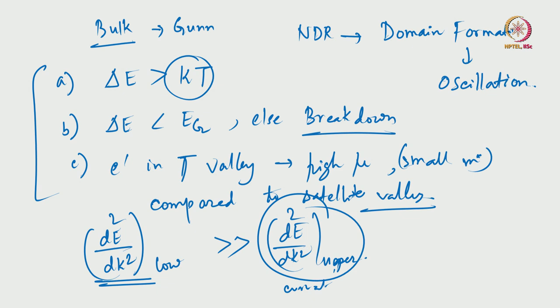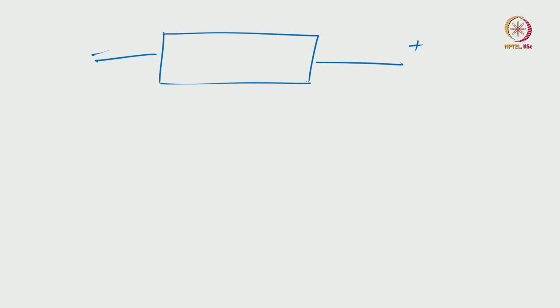What happens is that if you look at a sample of gallium arsenide, with a negative terminal here and a positive terminal here, because of certain inherent noise or non-uniformity in the material, in terms of doping or some property, you could have a domain that forms. The domain could be an electron accumulation, where electrons accumulate slightly more than in the other region. There could be slight accumulation near the cathode, for instance.